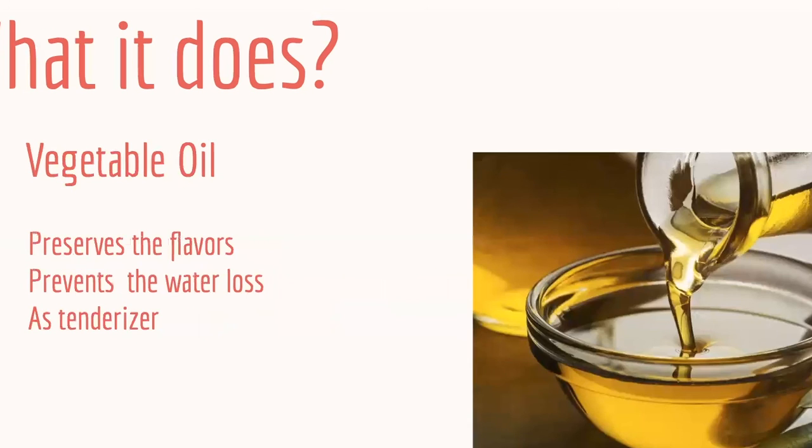The last one is vegetable oil. It can preserve the flavors. It prevents the water loss. Otherwise, the bread would become hard and dry, not as smooth as the bread with vegetable oil. What is worth mentioning is that fats work as tenderizers in breads by coating some of the proteins that form gluten, preventing them from hydrating and linking up to form large networks that will lead to toughness.